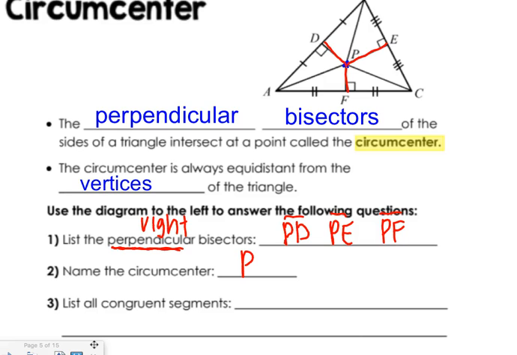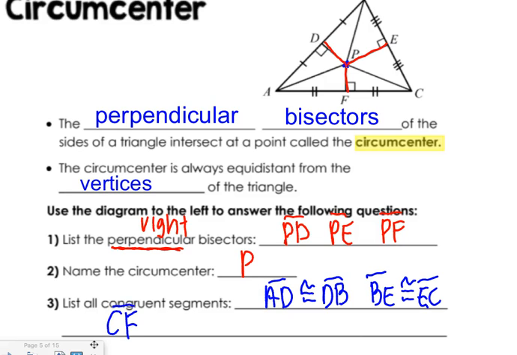So one tick mark, AD matches what? DB. That's a good one. BE has 3 tick marks, so what does that match? EC. And then I have CF is congruent to what? FA. Beautiful.